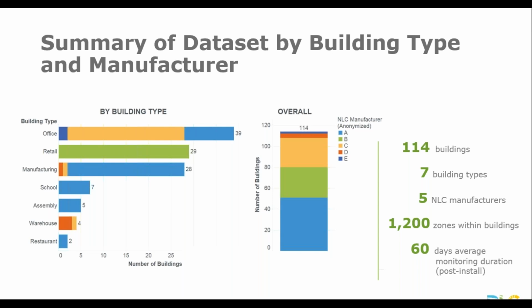The right-hand chart shows the number of buildings by NLC manufacturer. As we discussed, since this was a voluntary data collection effort, some of the manufacturers are more represented than others. In fact, we have 3 manufacturers that represent about 90% of the data set. In future phases of this project, we hope to expand the sample size and get more broad representation across manufacturers for each building type. However, this is the largest data collection of actual monitoring data to date for the industry. We're very proud of this accomplishment, and we're really excited about what we can continue to build on this.